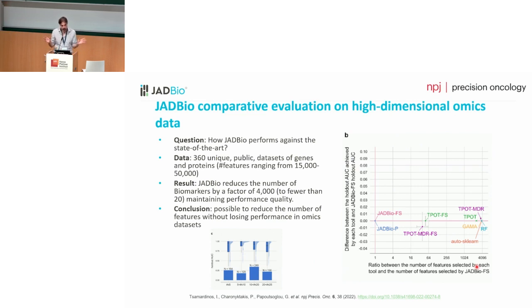So in conclusion, we reduce the number of features that you need about 4,000 times with respect to the other tools, most of the time selecting less than 20 features without a significant drop in the performance.